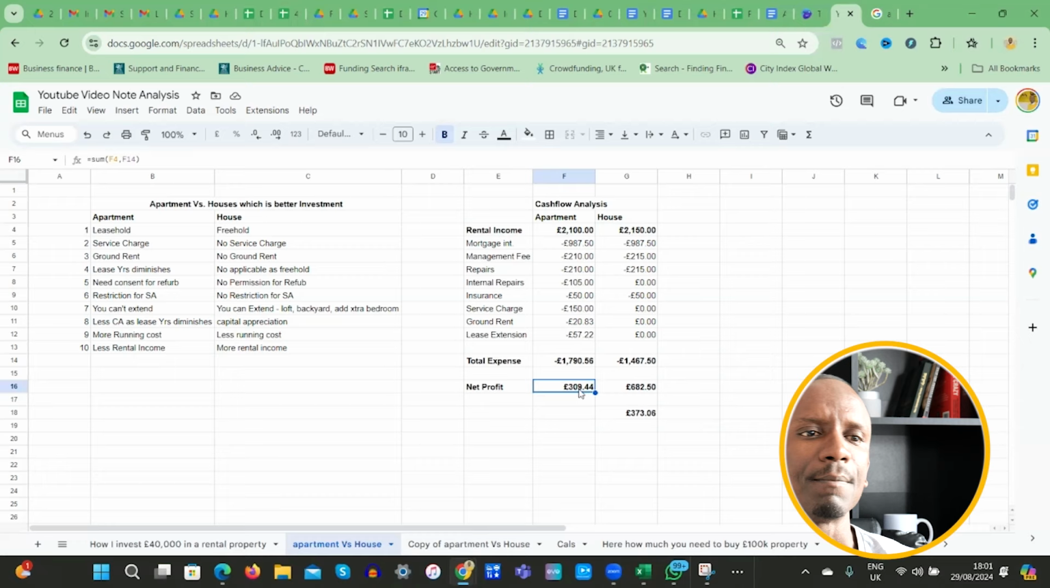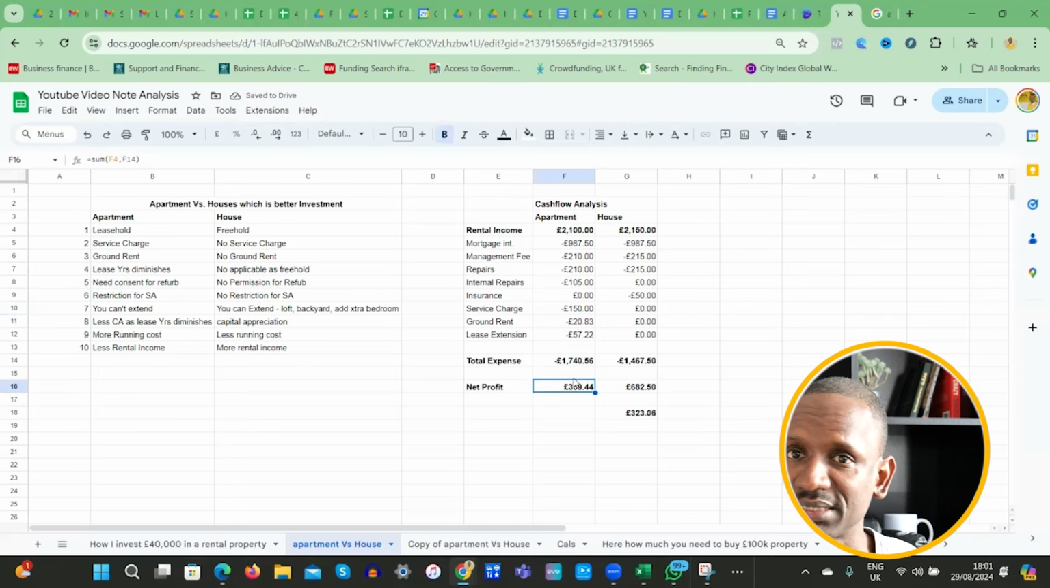But however, if you're looking at it versus another property, a freehold property, you are falling short here, because a freehold property generates £682.50 every single month versus an apartment that generates £309. So you can see basically you're making more return on your investment in houses versus apartments.